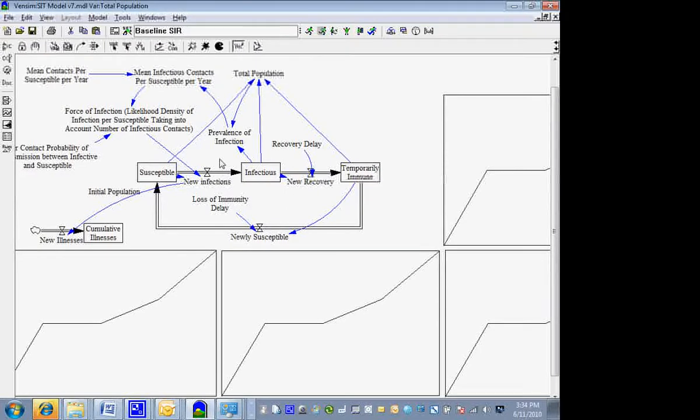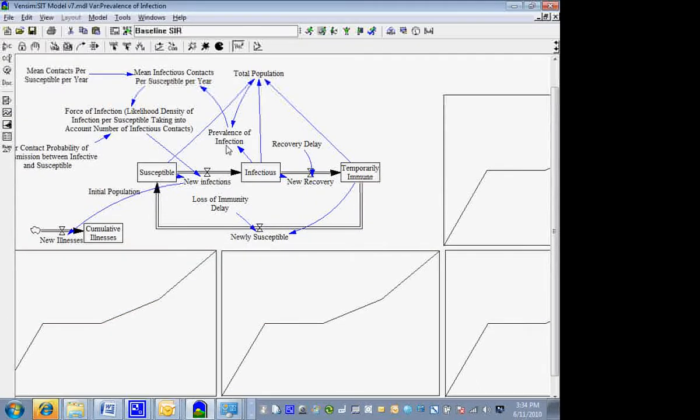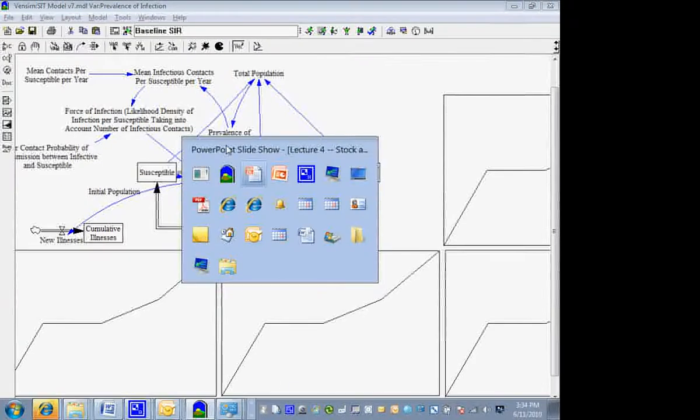Prevalence of infection is similar. Prevalence of infection: what fraction of the entire population is infected? Well, it's just the number of infectious people, the infectious stock keeps track of the number of infectious people, divided by the total population. Okay, that's the fraction of prevalence of infection. So we've added words to our vocabulary of describing things. This happens to be a quantitative model. We can do it qualitatively as well.